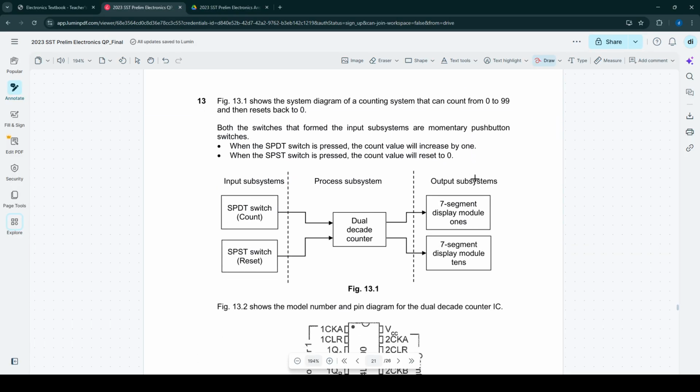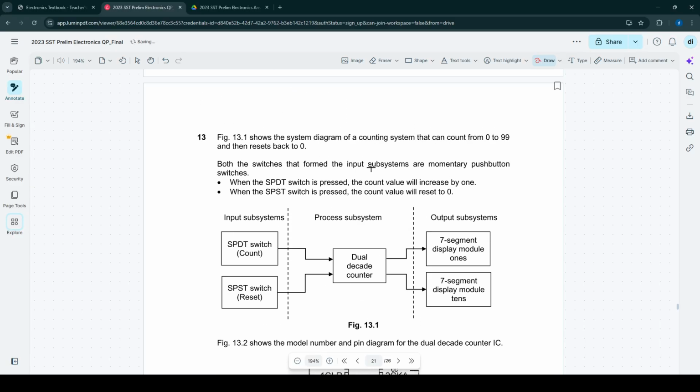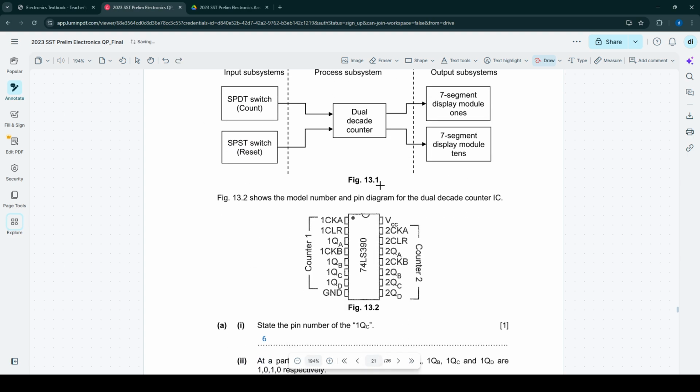Okay, 13.1 shows a system diagram of a counting system. 0 to 99 and then reset to 0. When this is pressed, the count will increase by 1. When this is pressed, it will reset. Okay. Just basic circuit analysis, right? This literally tells me nothing. It's fine.